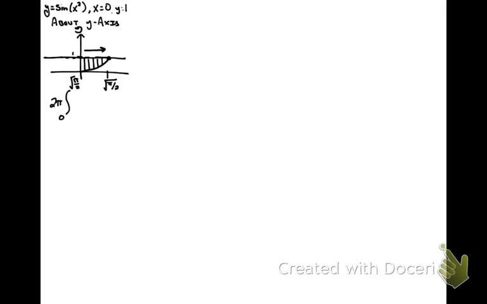So any random shell, let's say we have a shell here, its radius will go from the axis of rotation to where the shell is. In this case, the radius is x. The height of the shell is here, and that is equal to 1 minus sine of x squared dx.